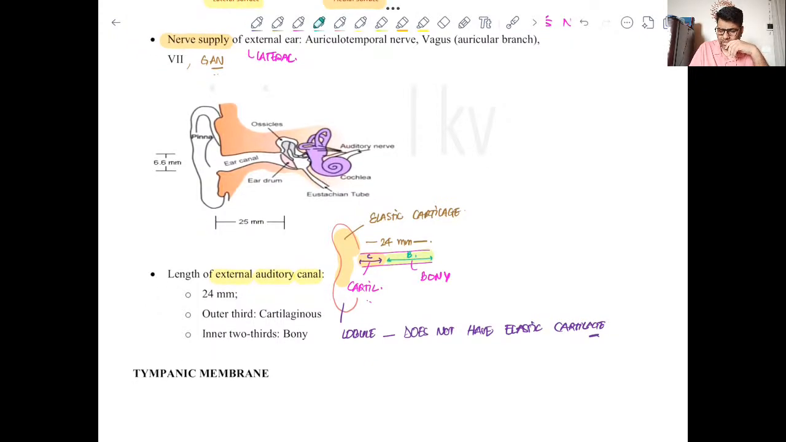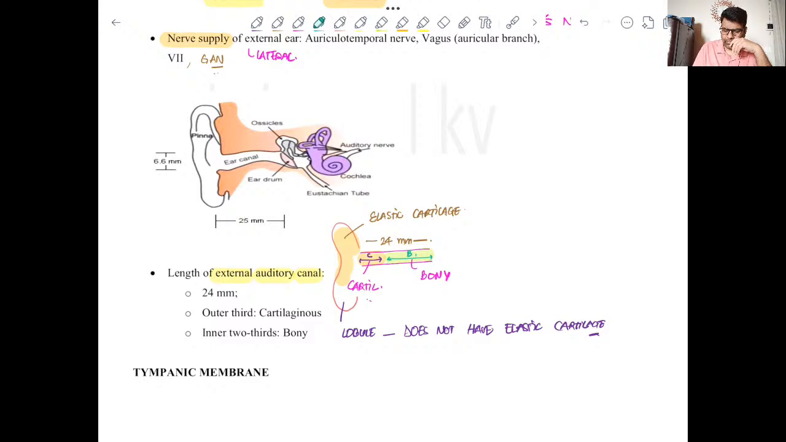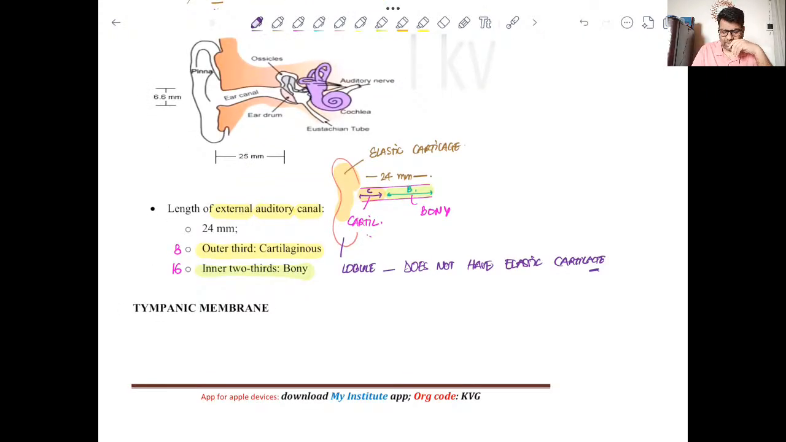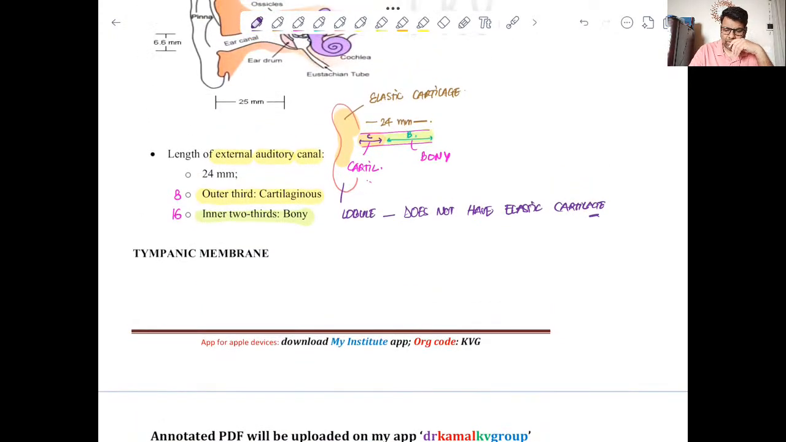So I hope you won't make any mistake in this. So the outer 1/3 is cartilaginous and the inner 2/3 is bony, right? So this is 8 millimeter and this is 16 millimeter. Now this outer part has hair and ceruminous glands, and the skin is thick. So anyway, this is the external auditory canal. Then the medial part of this canal is the tympanic membrane.